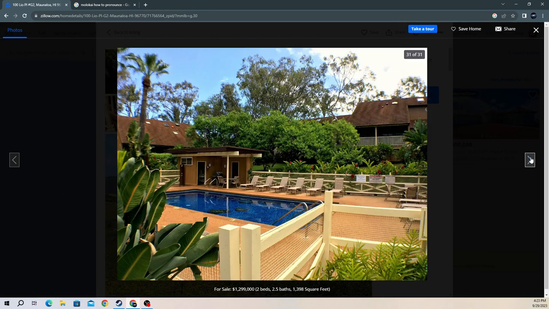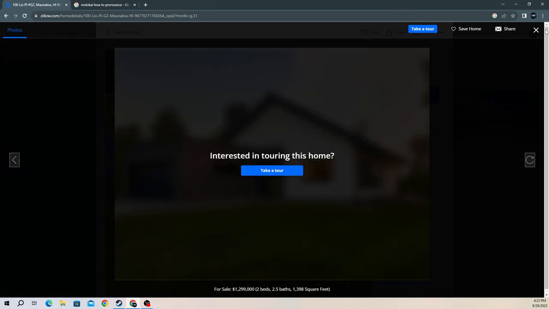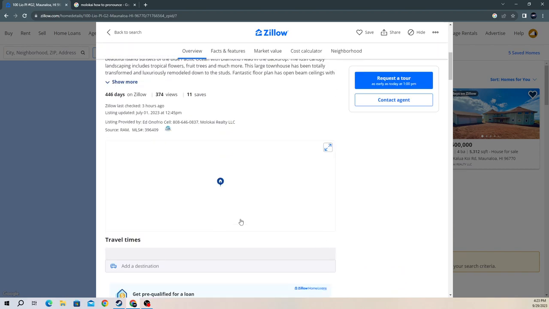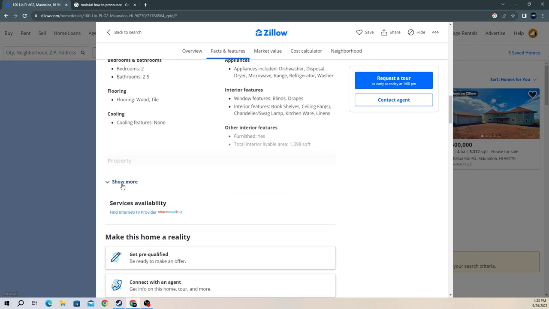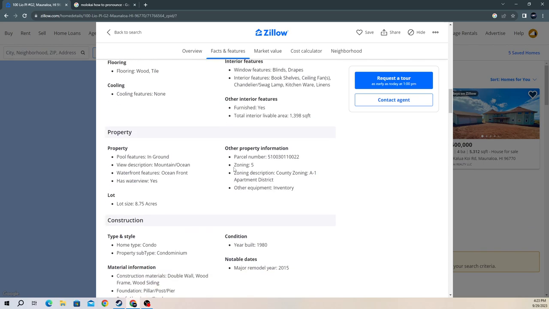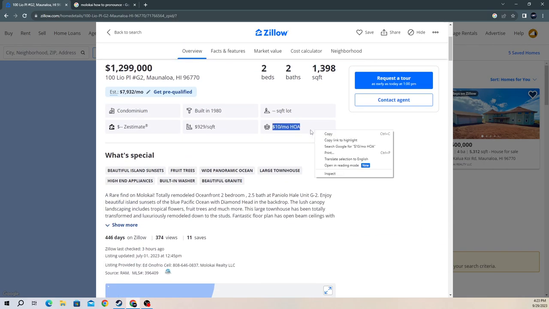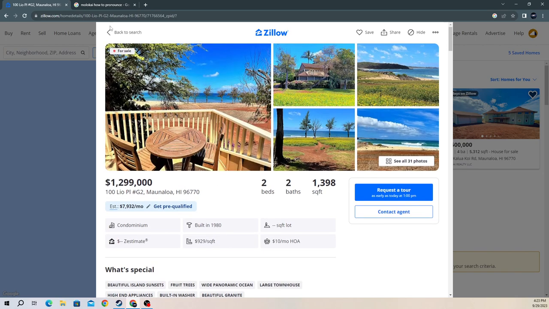Whoa, perfect view. Oh, you have an HOA? $10 a month? Wait, what? That's the lowest HOA fee I have ever seen in my life. What? Is that just for the pool access? I'm so confused. $60 a year. Wait, $120 a year. I'm stupid. Jesus, that's weird.